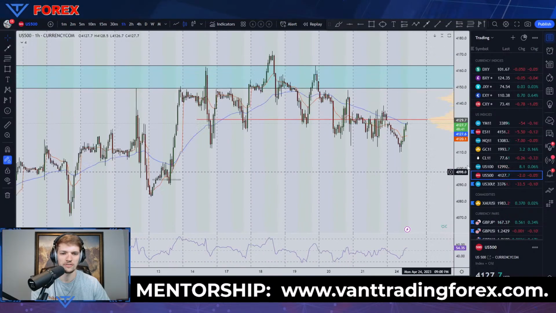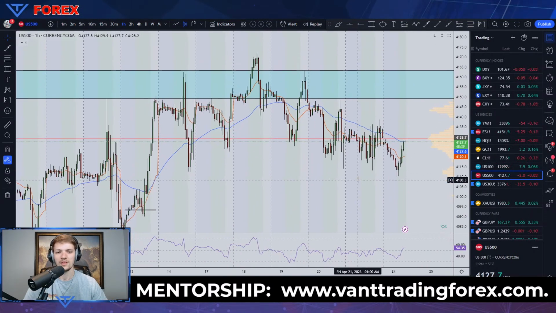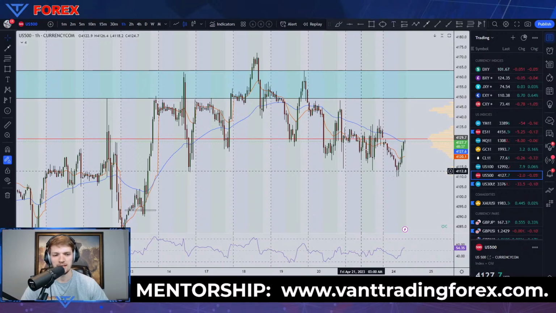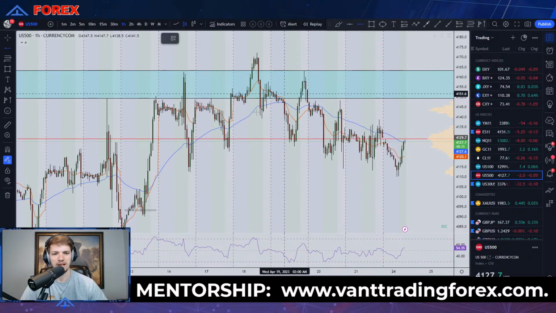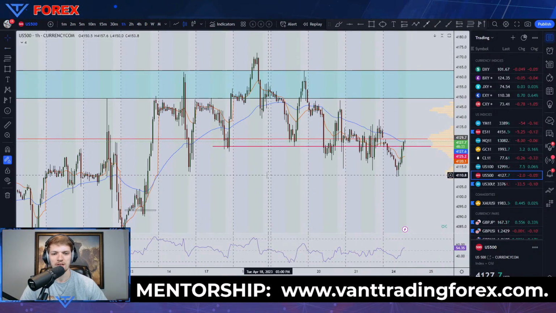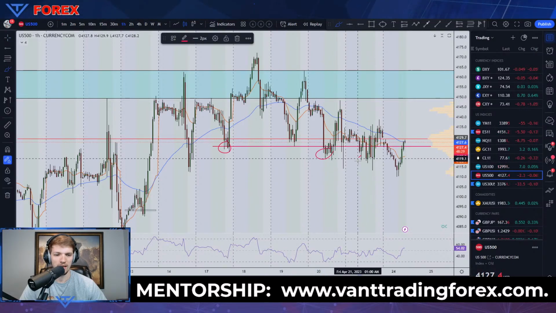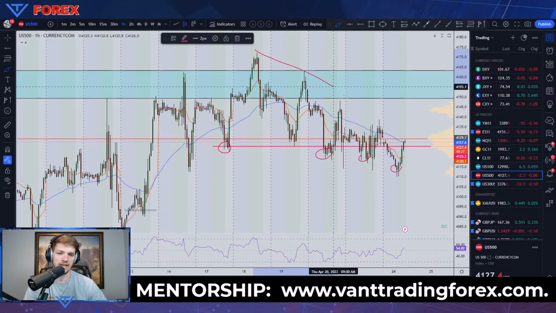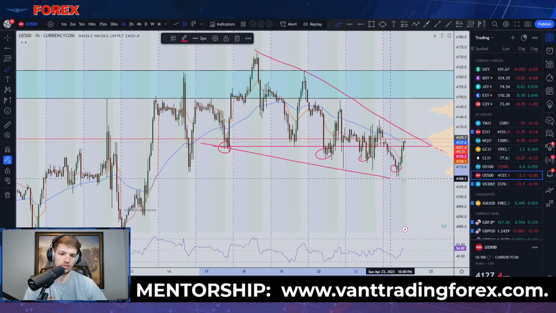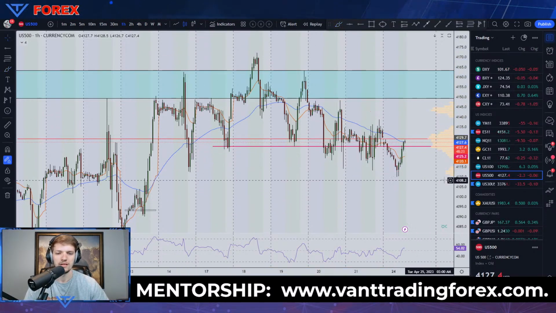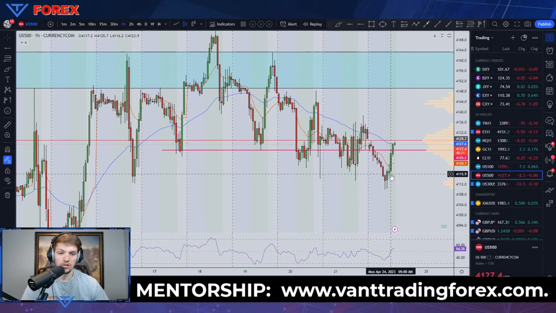1 hour chart. So technically speaking, we've broken structure to the downside. The most recent swing low was sitting right here, and we now had price break below it, creating this bearish structure. And so, looking for sells.